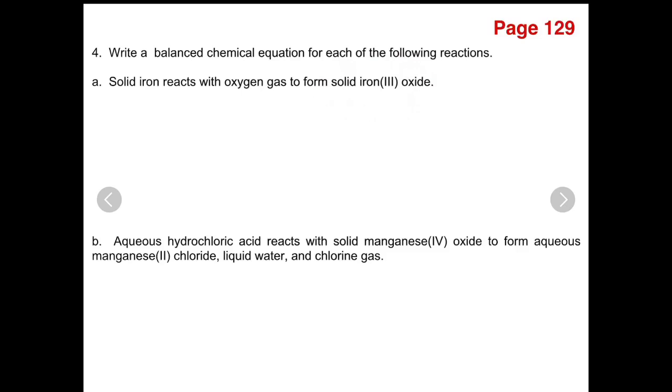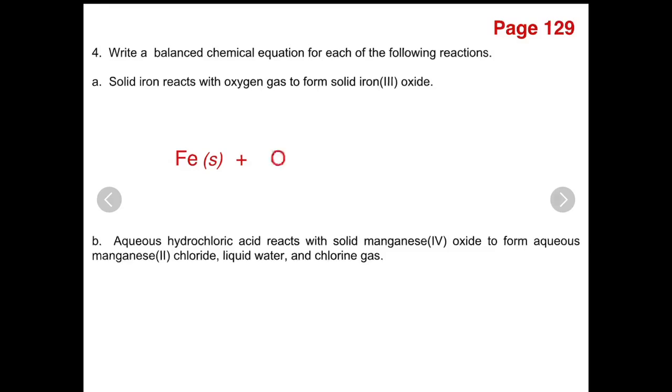Okay, so I'm going to start with 4a. It says solid iron. Iron is an element, Fe, so we're going to start with that. And because it says solid, I'm going to include the physical state as well, which is (s). "React with" would be plus, because they both add together, reacting with each other. So you represent that by a plus sign.